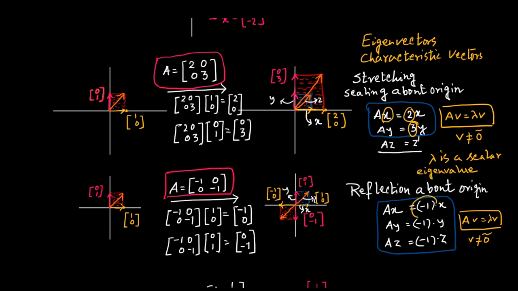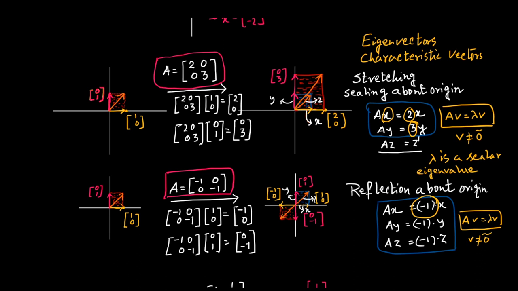Or in the second case, when it is a reflection, your eigenvalue is minus 1 for x. In fact, for all the vectors, the eigenvalue is minus 1. That means your vector got inverted, which means the direction got changed while it lies on the same span. So this is the geometry of eigenvectors and eigenvalues.